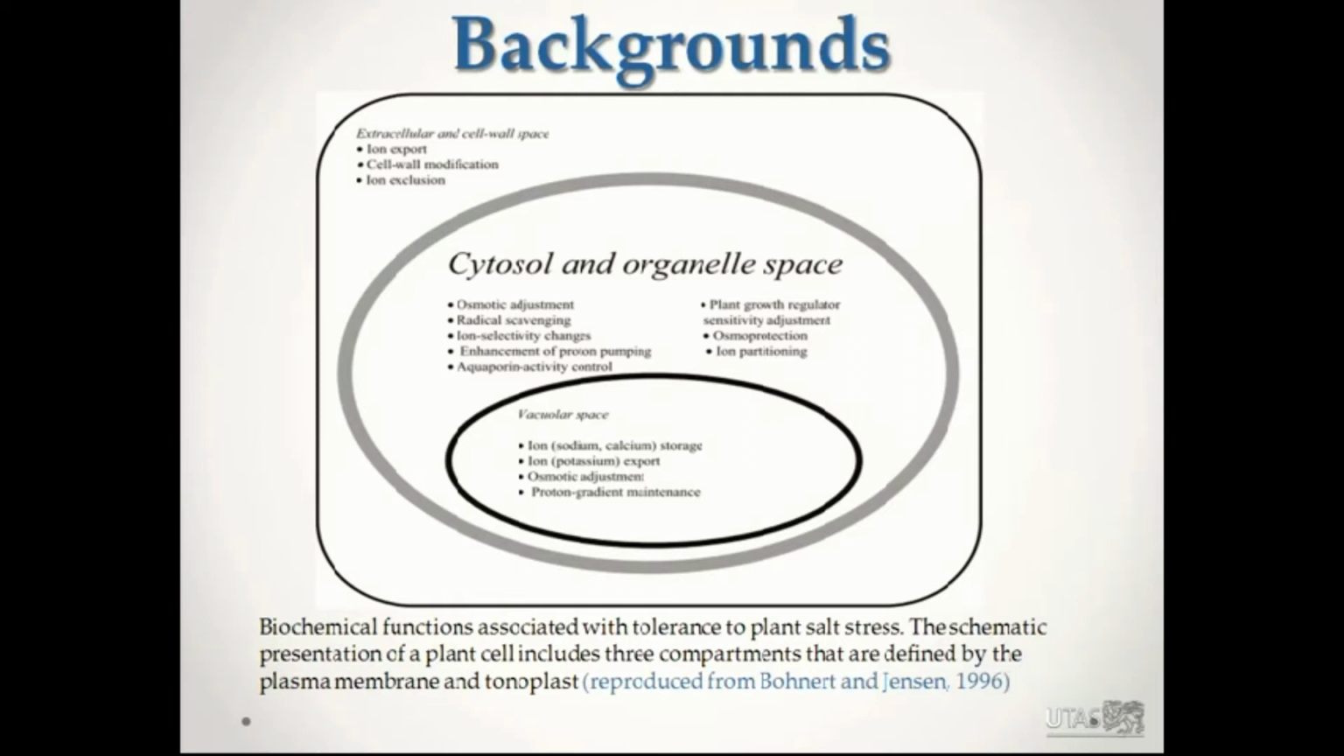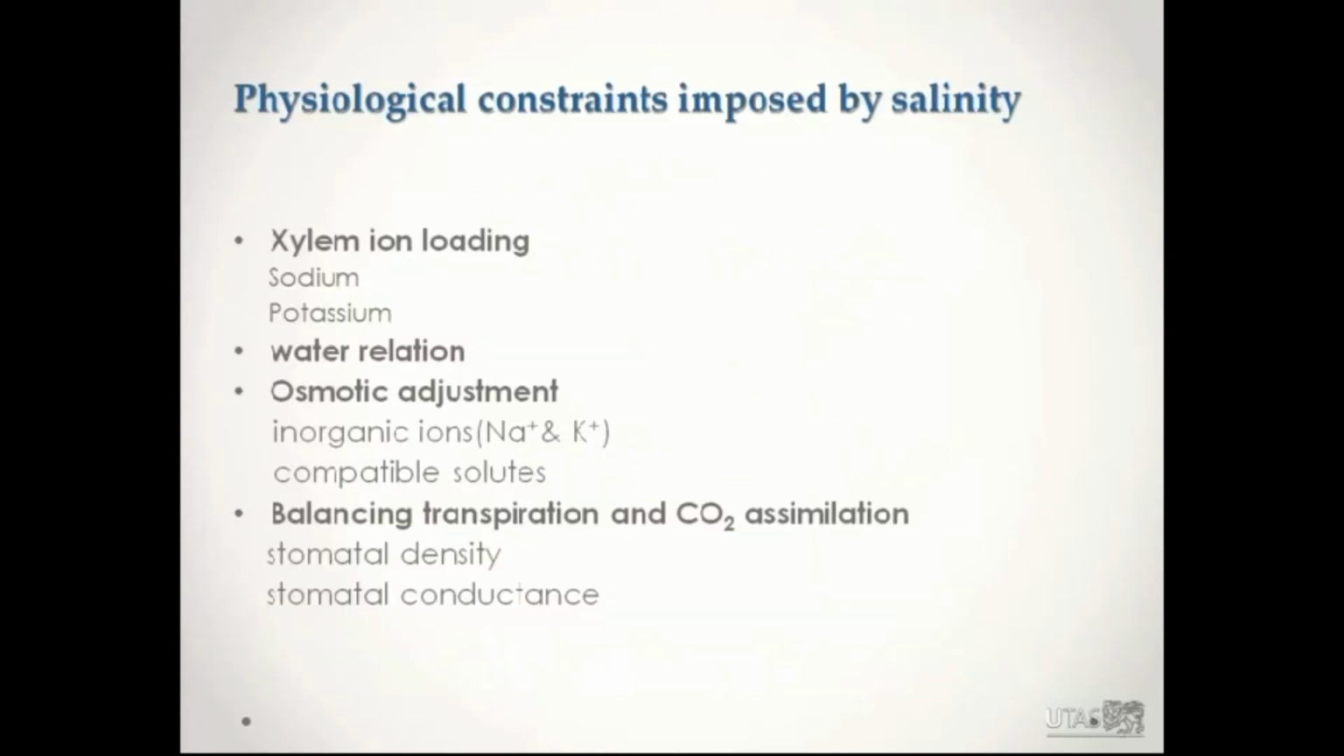The schematic presentation of a plant cell includes 3 compartments, which are defined by the plasma membrane and the tonoplast. So they normally include the selective accumulation or the exclusion of ions, or the control of ion uptake by roots and transport to leaves, and also the induction of antioxidative enzymes and plant hormones. So those are the normal physiological changes at the cellular level.